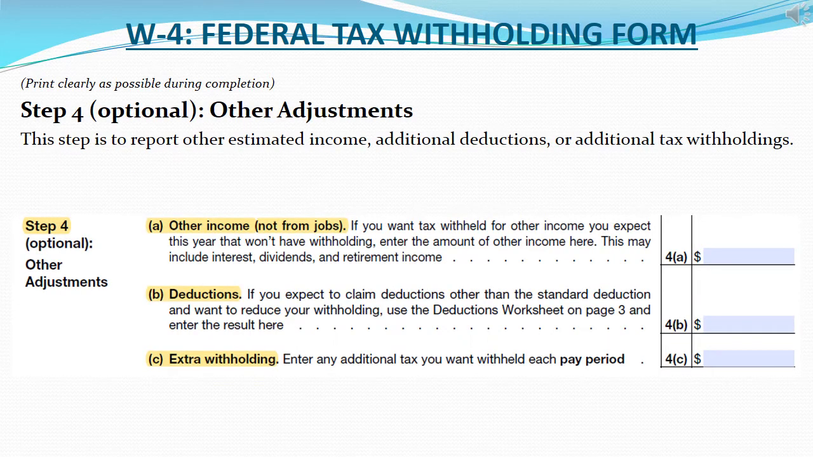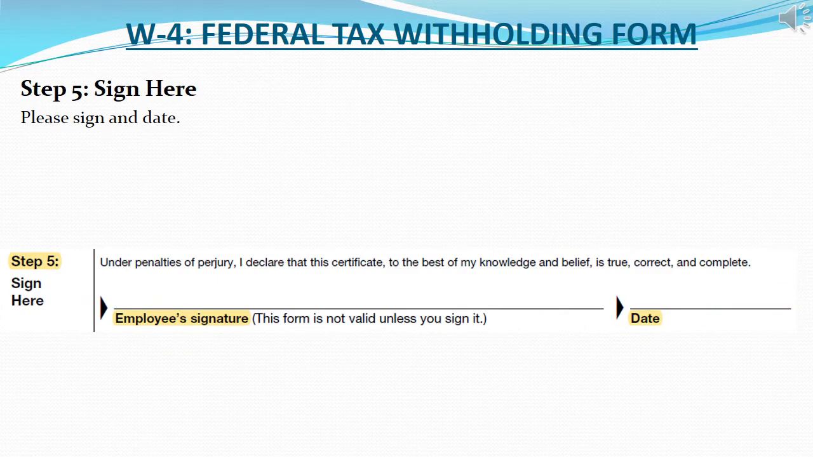Step 4 is optional. Other adjustments. This step is to report other estimated income, additional deductions, or additional tax withholdings. Instructions for calculating other adjustments can be found on pages 2 and 3 of this form. Step 5. Sign here. Please sign and date.